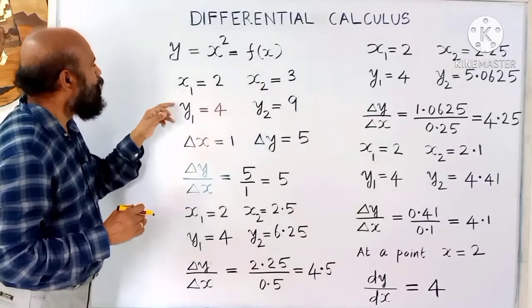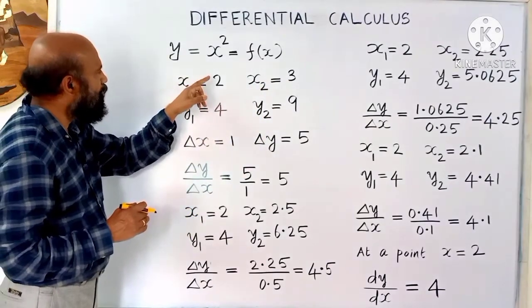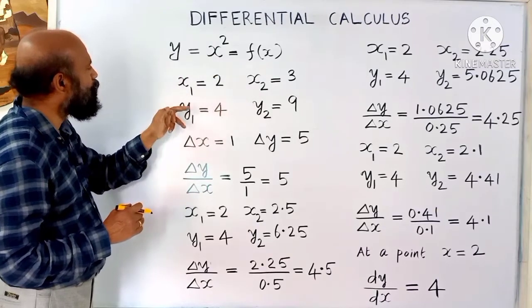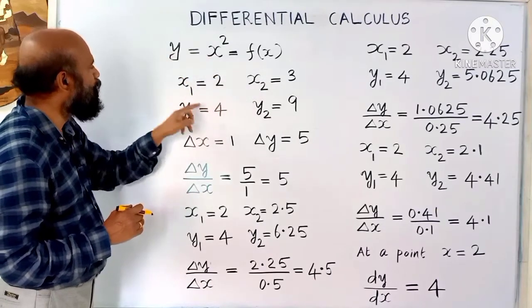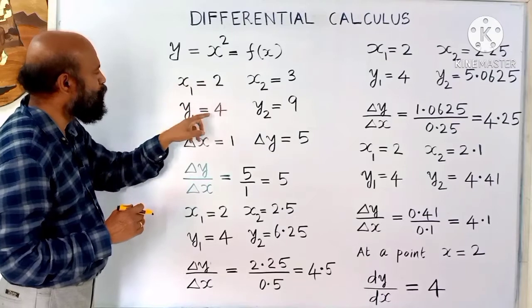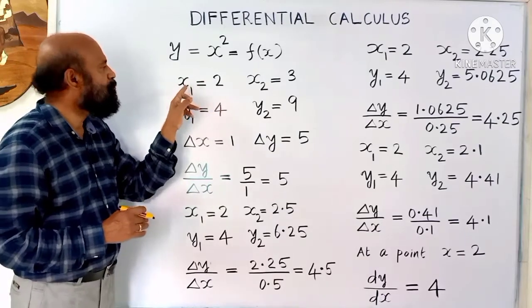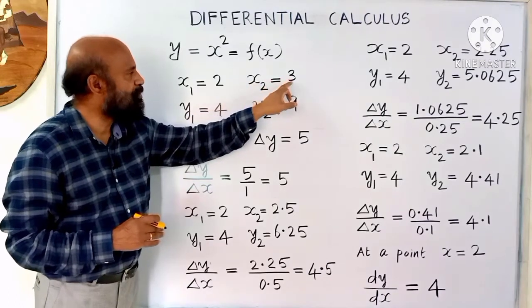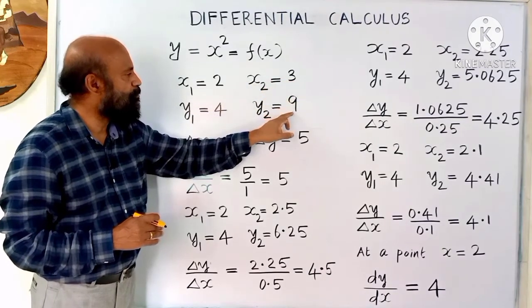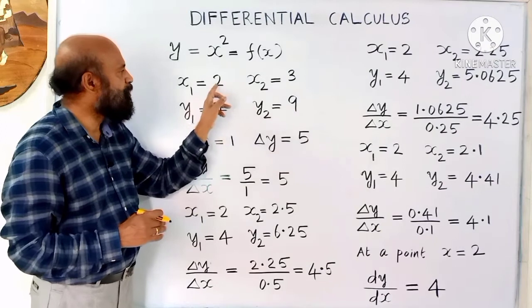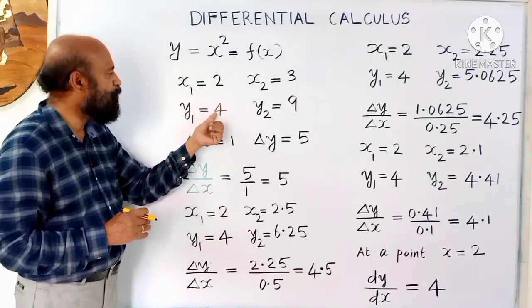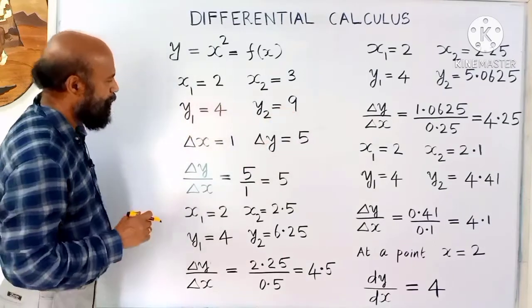Now when x1 is 2, that means x is 2, y is 4 because 2 square is 4. So x1 is 2, y1 is 4. Now x changes and its value is 3. At that time the value of y is 9. When x is changing from 2 to 3, y is changing from 4 to 9.